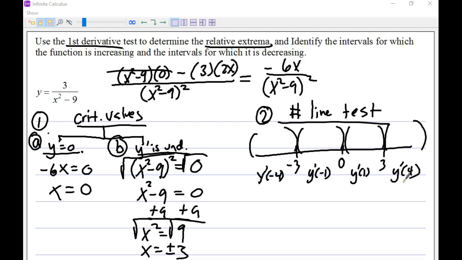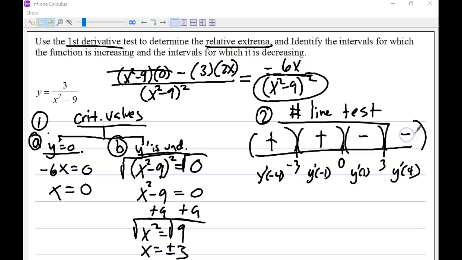Once again, I'm just going to do this mentally. On the bottom, you notice it's always going to be what? Always positive. Why? It's being squared. So it doesn't matter what I get, I'm going to ignore the bottom. It's always positive. So let's just look at the top. If I plug in a negative up here, what's it going to be? Again, still positive.